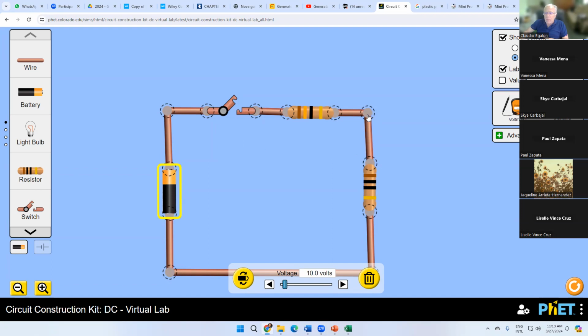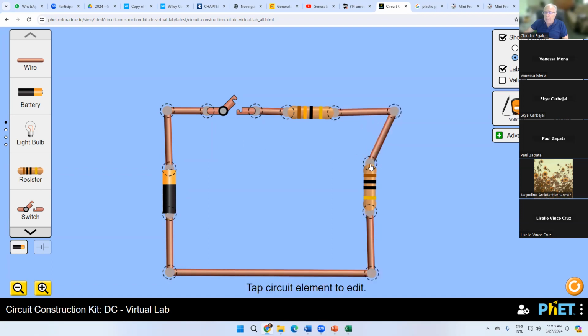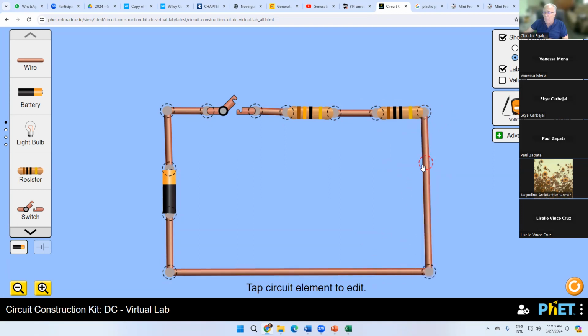It doesn't matter if you put your resistor in this arm or in the other arm right here. You get exactly the same result. Whether the second resistor is in the horizontal or vertical direction, you still get the same result. Close the circuit, and the current flows from negative to positive across the battery and through the resistors.